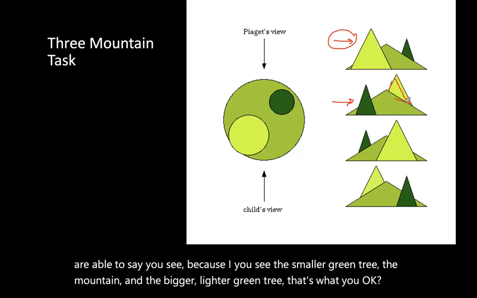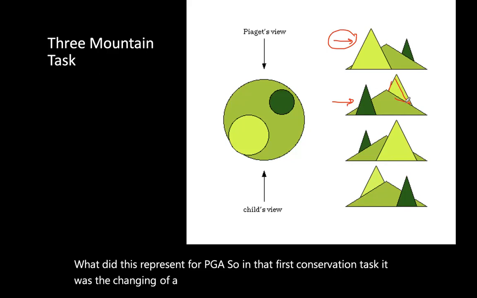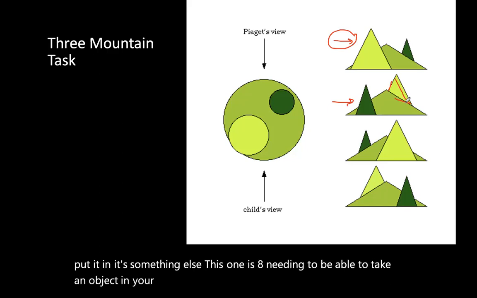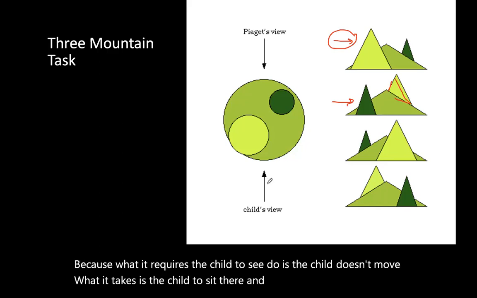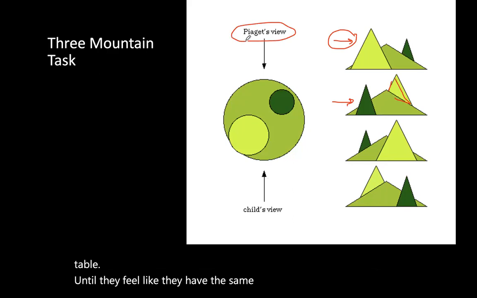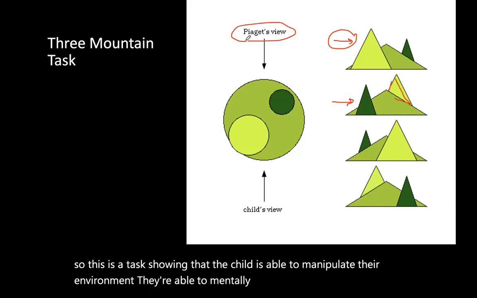Now, what did this represent for Piaget? So in that first conservation task, it was the changing of a liquid, knowing that it doesn't change even if you put it in something else. This one is needing to be able to take an object in your mind and mentally rotate it and manipulate it within your mind. Because what it requires, if the child doesn't move, is the child to sit there and mentally rotate the entire table until they feel like they have the same view as Piaget or the mom, okay? So this is a task showing that the child is able to manipulate their environment. They're able to mentally see what is going on.